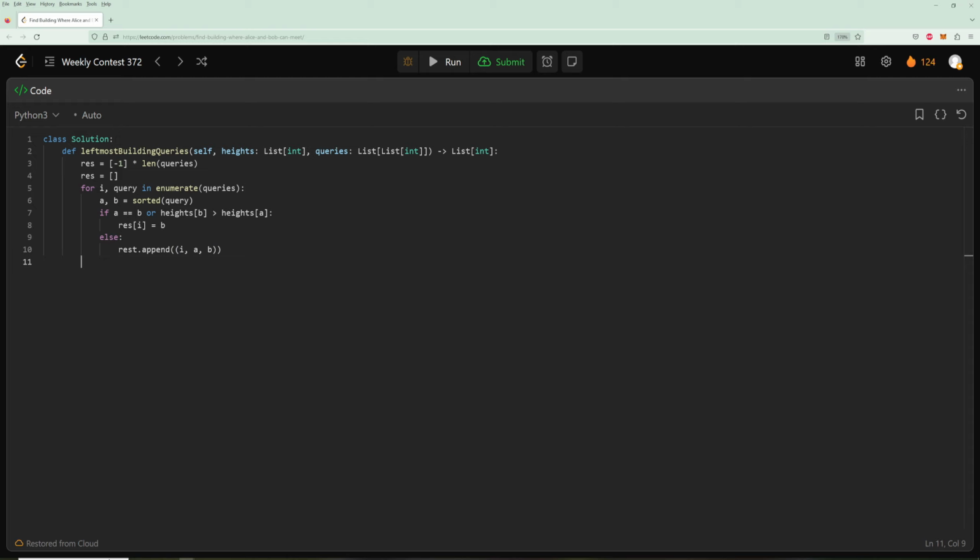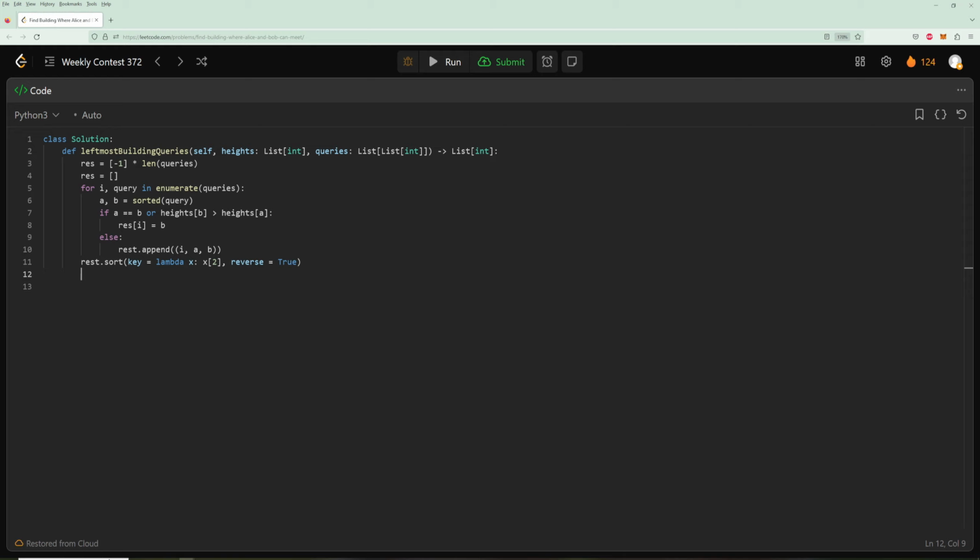Now we need to sort our queries by the B index. So we'll say rest.sort. If you want to sort by the second index of the tuple, you can make a lambda function. You can say key equals lambda, which takes in an x and just returns the second element in x. And we want it in reverse, so you can say reverse equals true. That's how you can sort by any element. If you wanted this element here, you would do x[1], and whatever you want. It's basically a custom sort function.